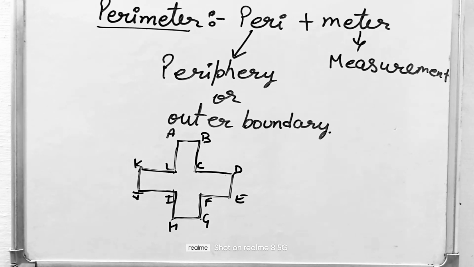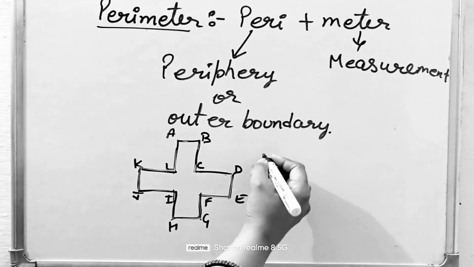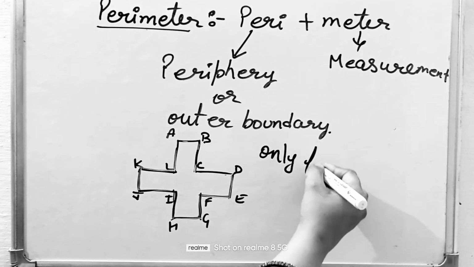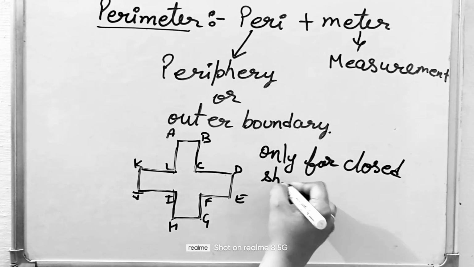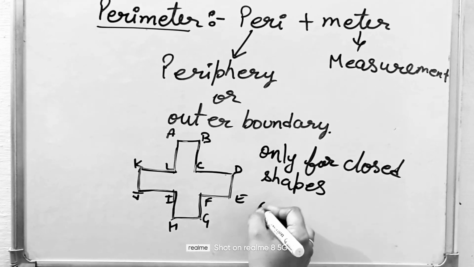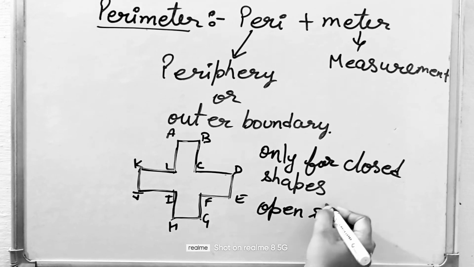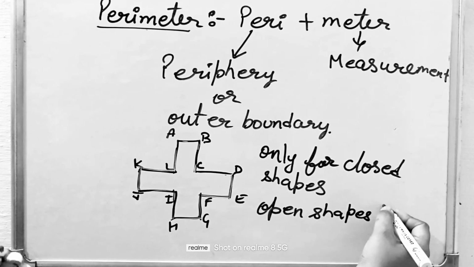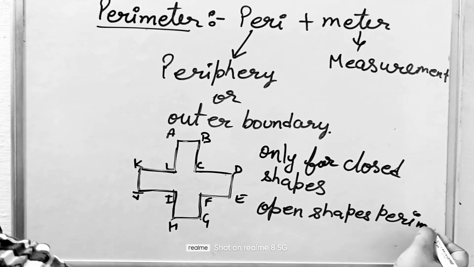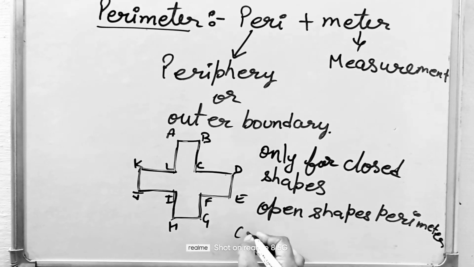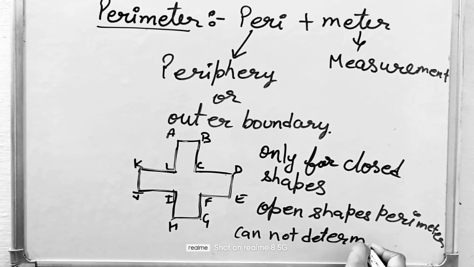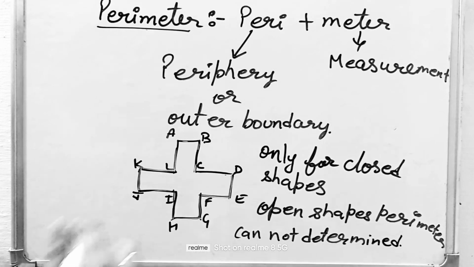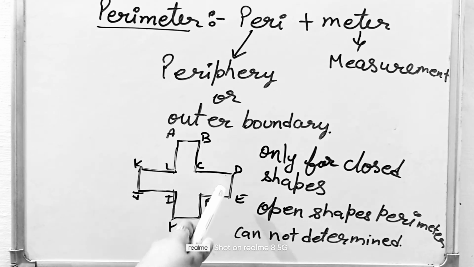Now there is one thing: you can find out perimeter only for closed shapes. Only for closed shapes. For open shapes, the perimeter cannot be determined. Now this is the first method, that you just add all the given sides of any shape and you will get the perimeter.